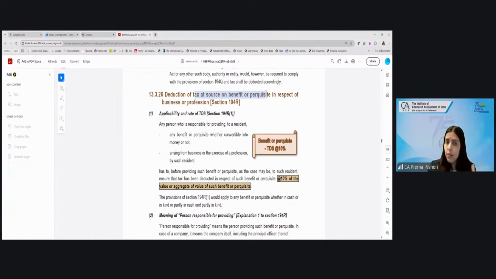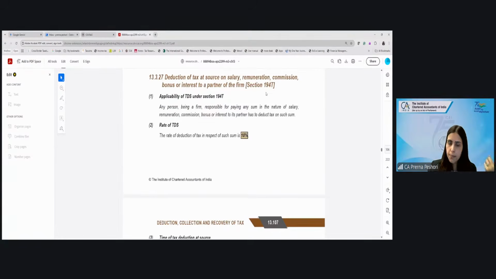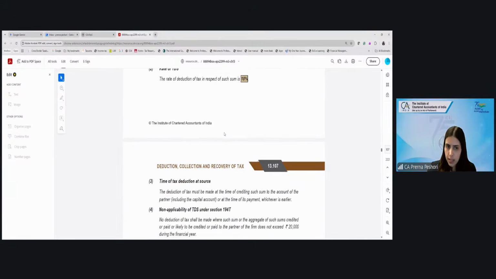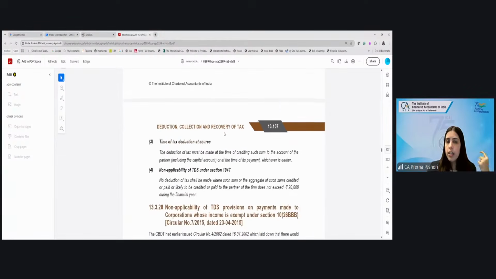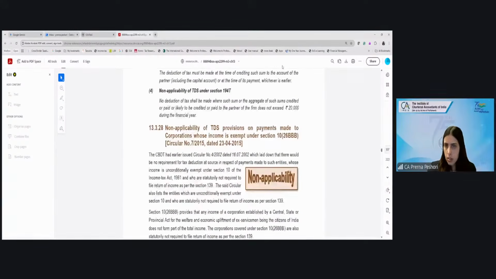Issuance of bonus share, whether it is benefit or perquisite? No, it is not a benefit or perquisite. Issuing bonus shares is not a benefit. Fine? Next is the TDS on the salary, remuneration, commission, bonus, or interest to a partner. There's TDS under 194T. TDS rate is 10%, and the threshold is 20,000.